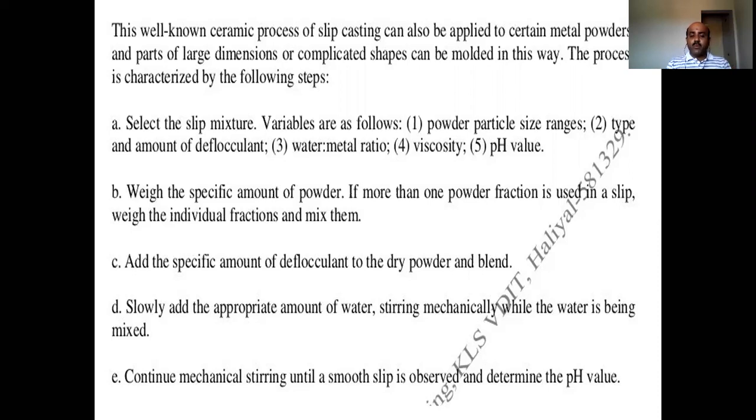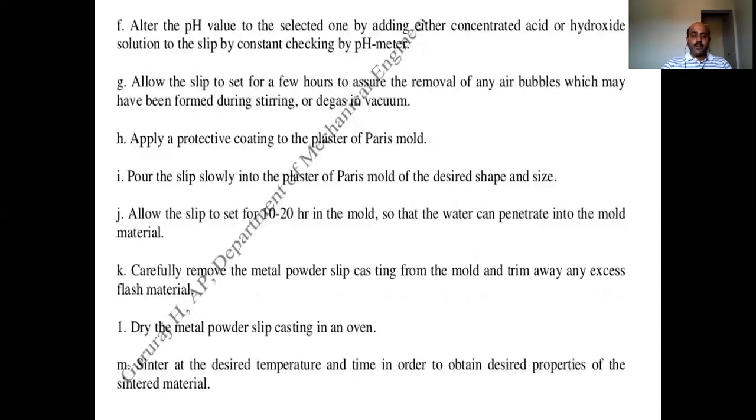Then add the specific amount of deflocculant to the dry powder and blend. Slowly add the appropriate amount of water, stirring mechanically while the water is being mixed. Continue mechanical stirring until a smooth slip is observed and determine the pH. These are the steps we follow for the slip casting technique.